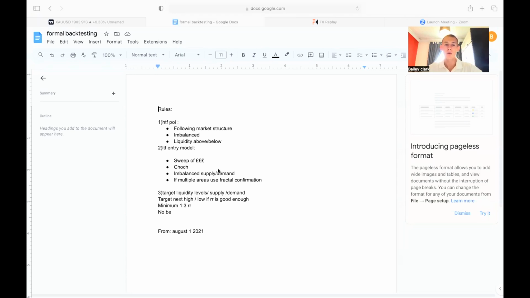And then for the targets, we target areas of liquidity or supply and demand. And if price is clearly trending upwards, we can just target the next higher time frame low or high. Minimum 1 to 3 risk to reward ratio, depending, because my win rate is between 35 and 40%. So if I have minimum 1 to 3 risk to reward, I am profitable.